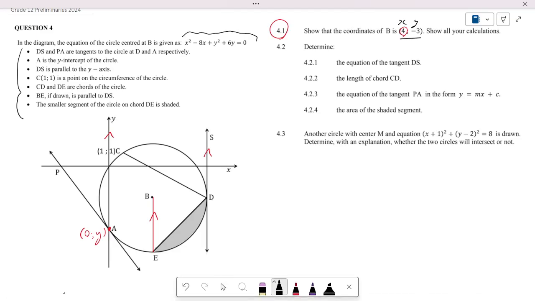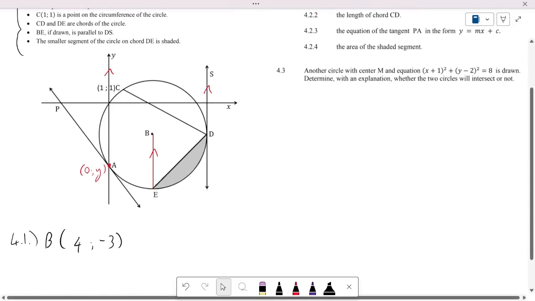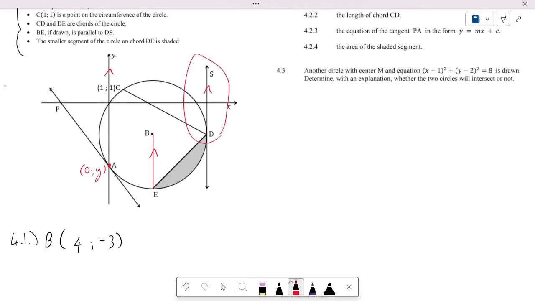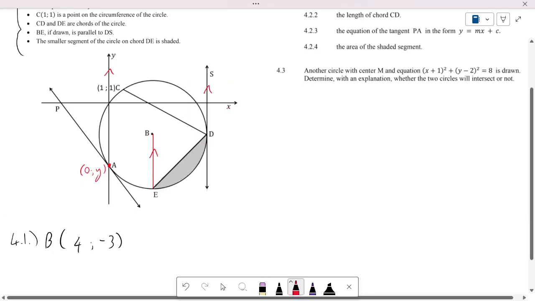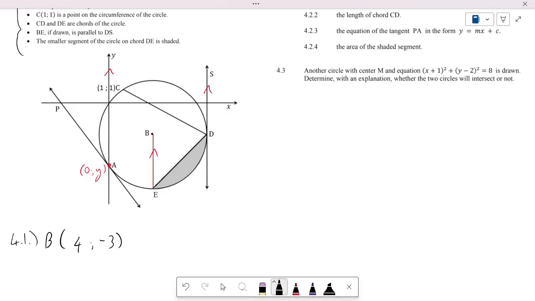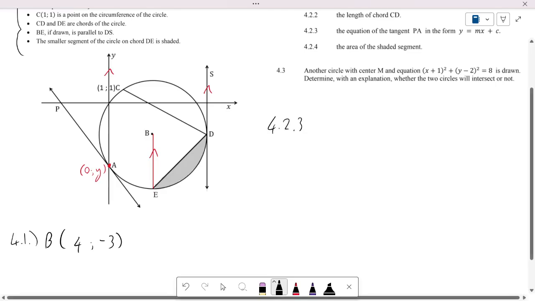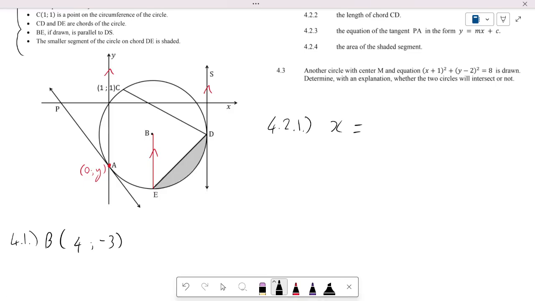So now we're on to the next one. 4.2.1 says, determine the equation of the tangent DS. Okay, so the tangent DS. Now let's look at DS here. We can see it's a vertical line. So our equation of our vertical line should be x is equal to, because you can see it intersects the x-axis, so it's going to be our x value. But we need to determine what our x value is.